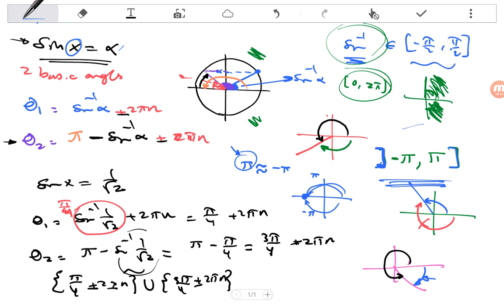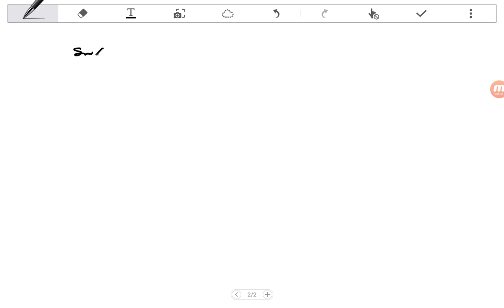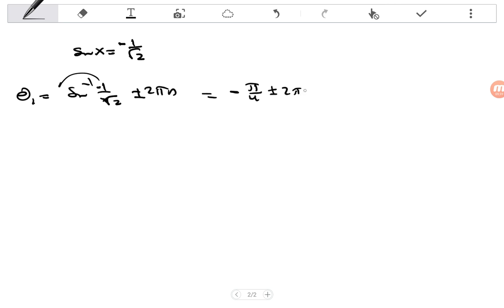Okay, why am I telling you that? Let's consider this problem. I need to solve sine x is equal to negative root 2 over 2. We learned that theta 1, the first basic angle, is just the inverse sine, plus 2 pi n. In that case I'll just take the negative outside because the sine inverse is an odd function. So it will be negative pi over 4 plus or minus 2 pi n.